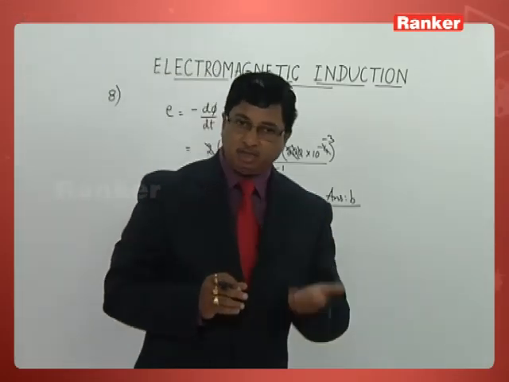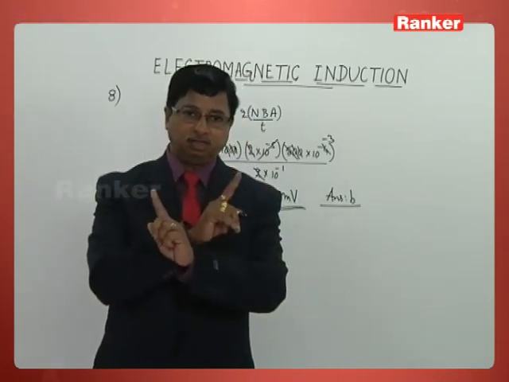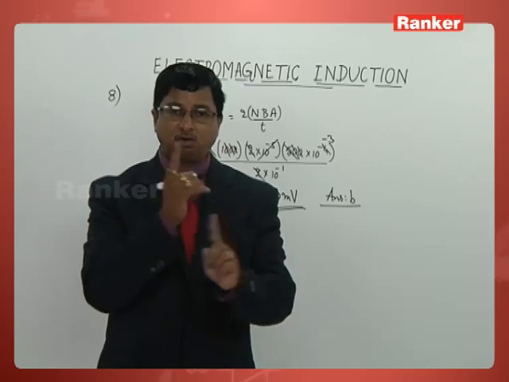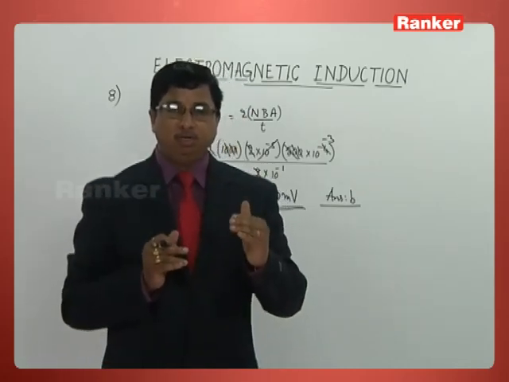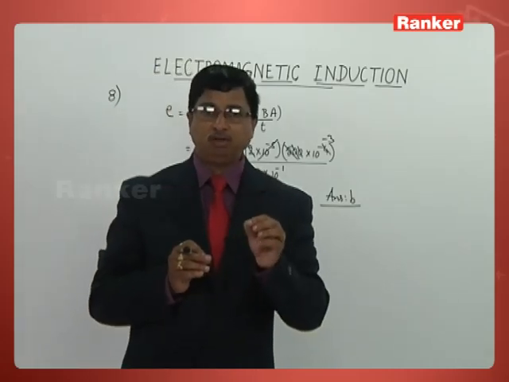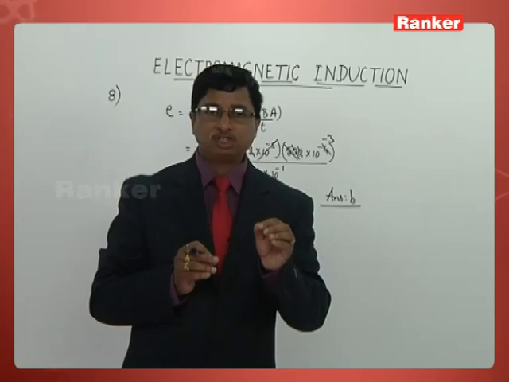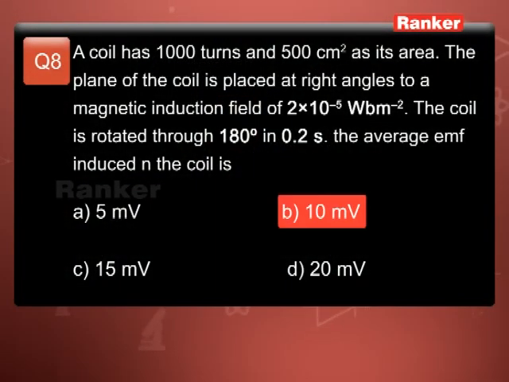But once again I repeat, the moment the coil is reversed in its direction totally or rotated by an angle of 180 degrees, then phi becomes doubled. That's the only area one should concentrate on. So that is problem number 8. The answer for that one is B, which is 10 millivolt.